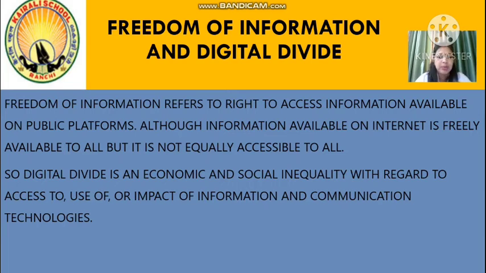A proper definition is given in your book. Digital divide is an economic and social inequality with regard to access to, use of, or impact of information and communication technologies. Then why this digital divide?